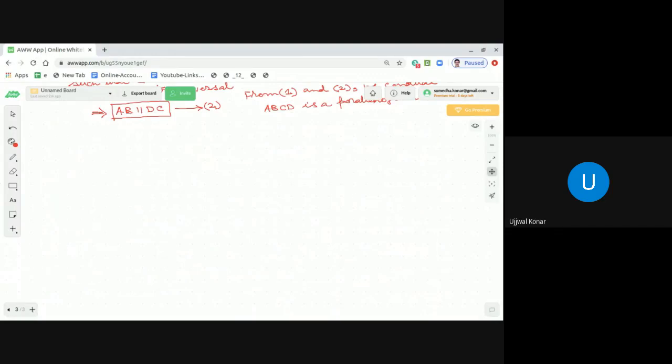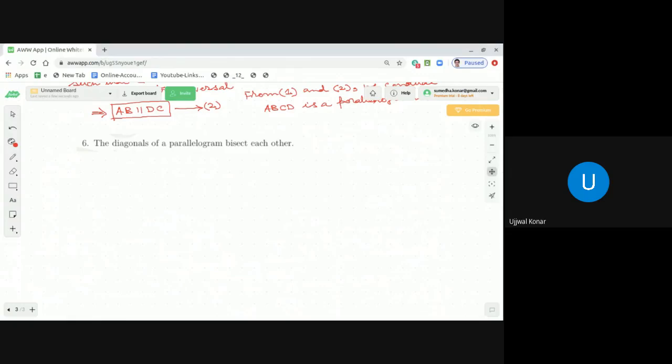Okay, property number 6 says that the diagonals of a parallelogram bisect each other, and I'm going to prove it to you. So the statement, what you see, dear students: the diagonals of a parallelogram bisect each other. How we are going to prove it is the part of the discussion.